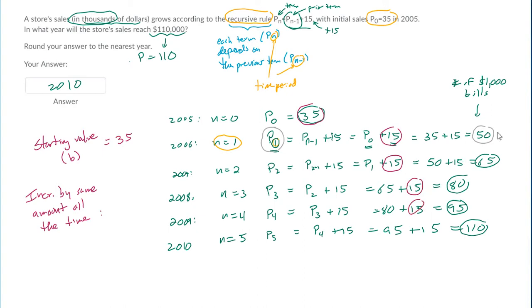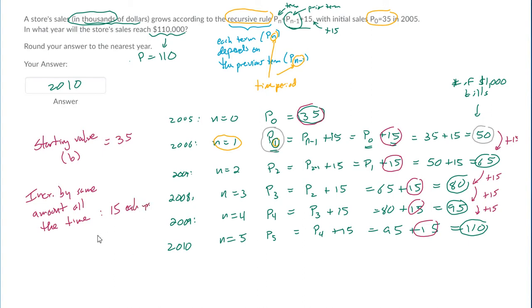So notice these outputs are going up by 15 every year. That's going up by 15, going up by 15, going up by 15, which makes sense because we keep adding 15. How many 15s get added? We add a 15 every year. So we're going up by 15 each year.